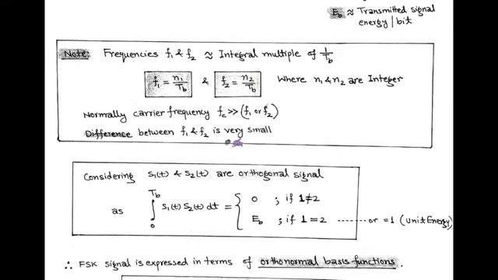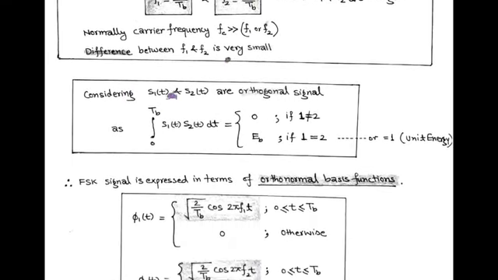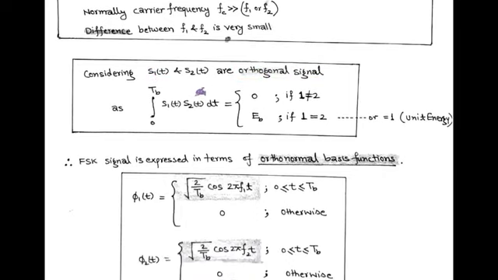Now, to understand frequency shift keying, we consider signals S1(t) and S2(t) as orthogonal signals. According to the property, the integration of S1(t) S2(t) dt with the limits 0 to Tb is equal to 0 when both signals are different, and when both signals are the same, the value of the integration is equal to the bit energy, and when we consider unit energy, the result of the integration is 1.